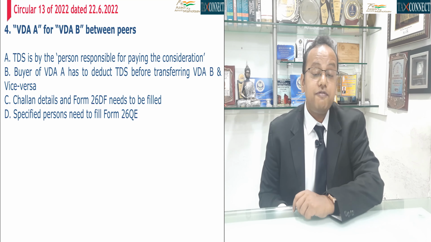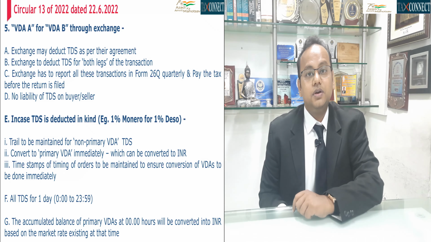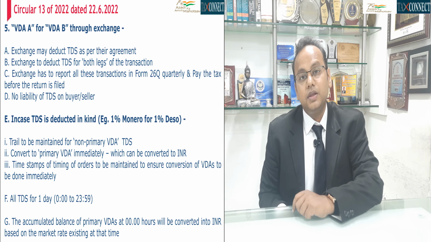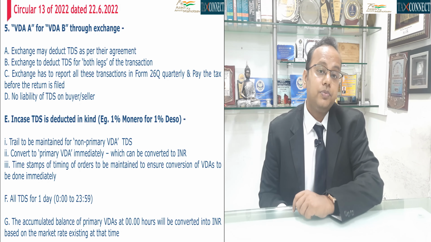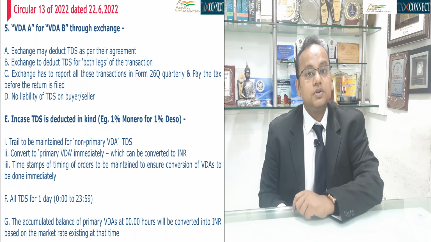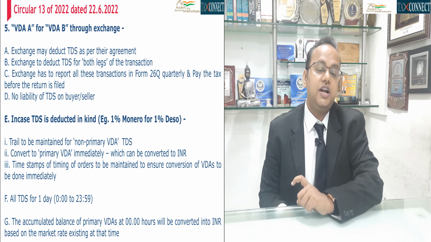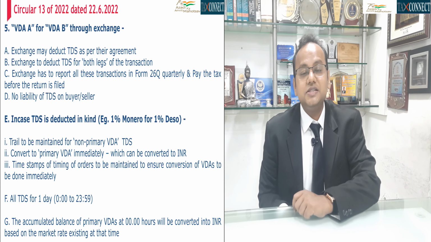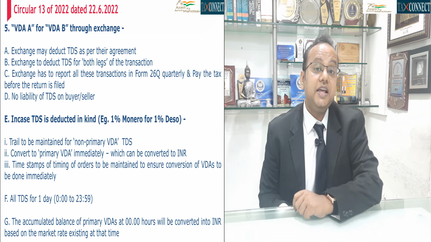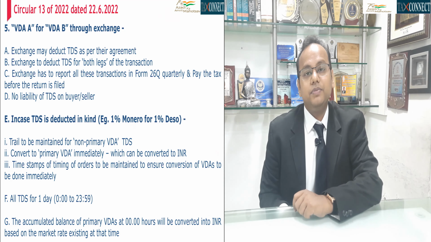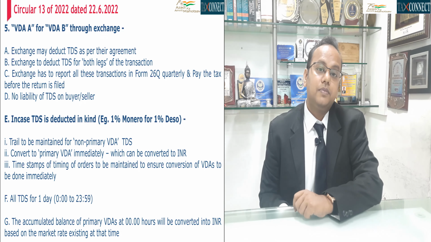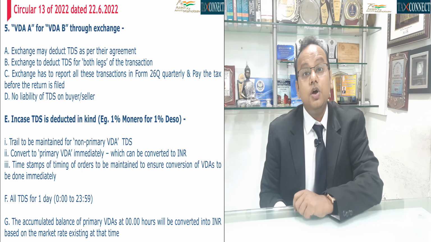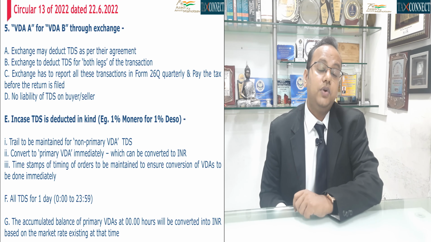It is being clarified in detail that yes, VDA A would be transferred to B, and B, being the purchaser of VDA A, would deduct TDS on making payment for VDA A to A, and vice versa, A would deduct TDS while making a payment for VDA B to B. Now the question is, what would the TDS be in? Would it be in INR? Would it be in VDA A and VDA B terms? Or would it be in primary VDA terms?